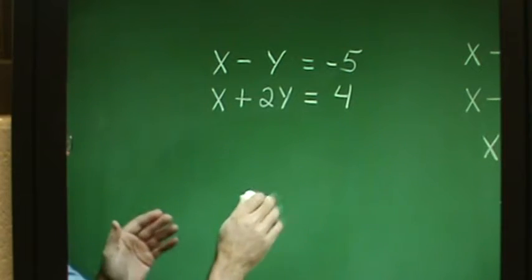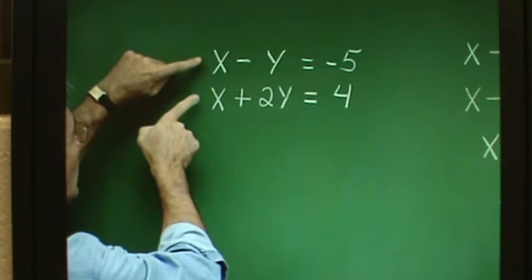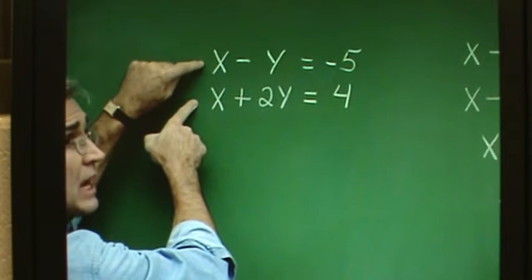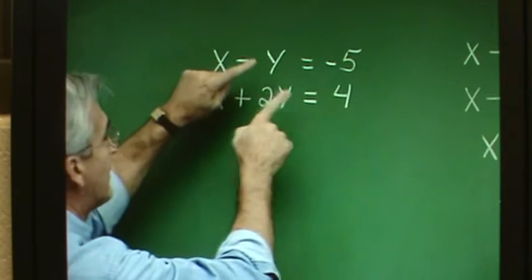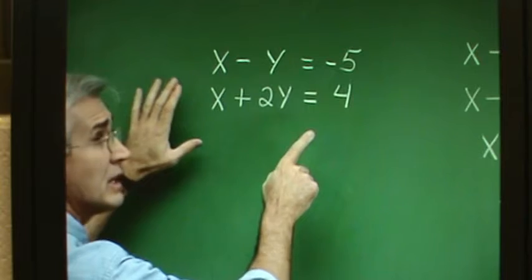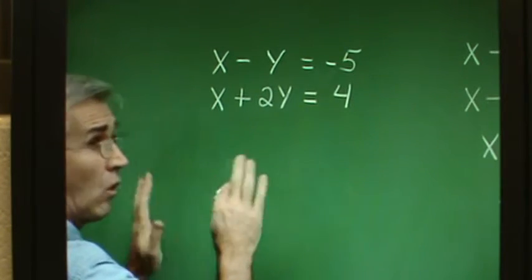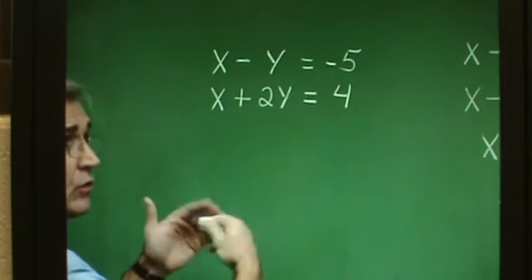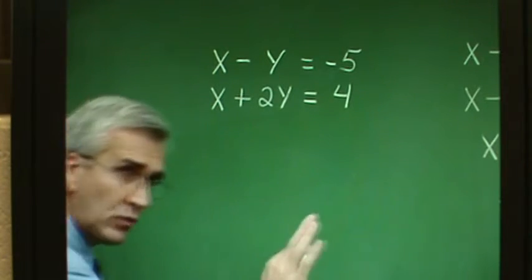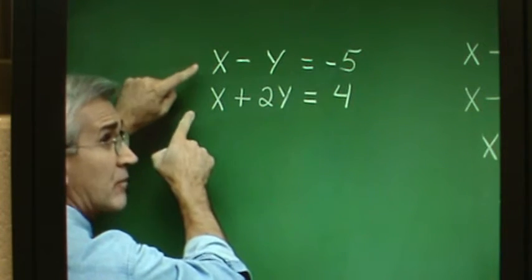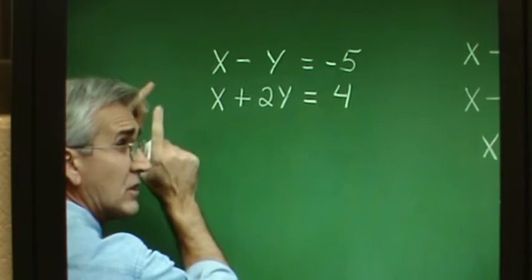Now, for that to happen, we have to have the coefficients of one variable or the other differ in sign only. Now, if the condition doesn't already exist, and it doesn't here, then we'll have to multiply through one or both of the equations in order to create the situation. Now, the situation I'm talking about is that the coefficients are alike except for their signs. So they differ in sign only.